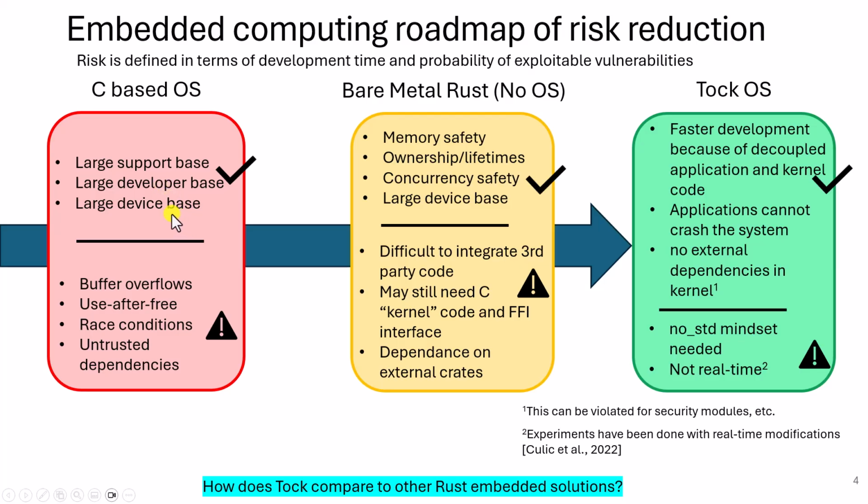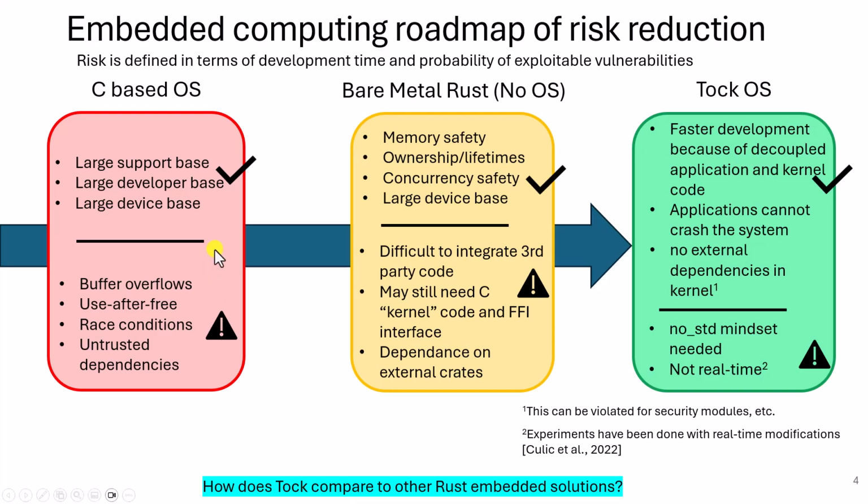But there are risk items associated with this inherent to the language, and that is the issue of buffer overflows, use after free, so those memory issues, concurrency issues with race conditions, and then also just issues with using untrusted dependencies, pulling in code that hasn't been evaluated fully for security risks, or code that was evaluated, but maybe it's been updated and hasn't been reevaluated since it was updated.